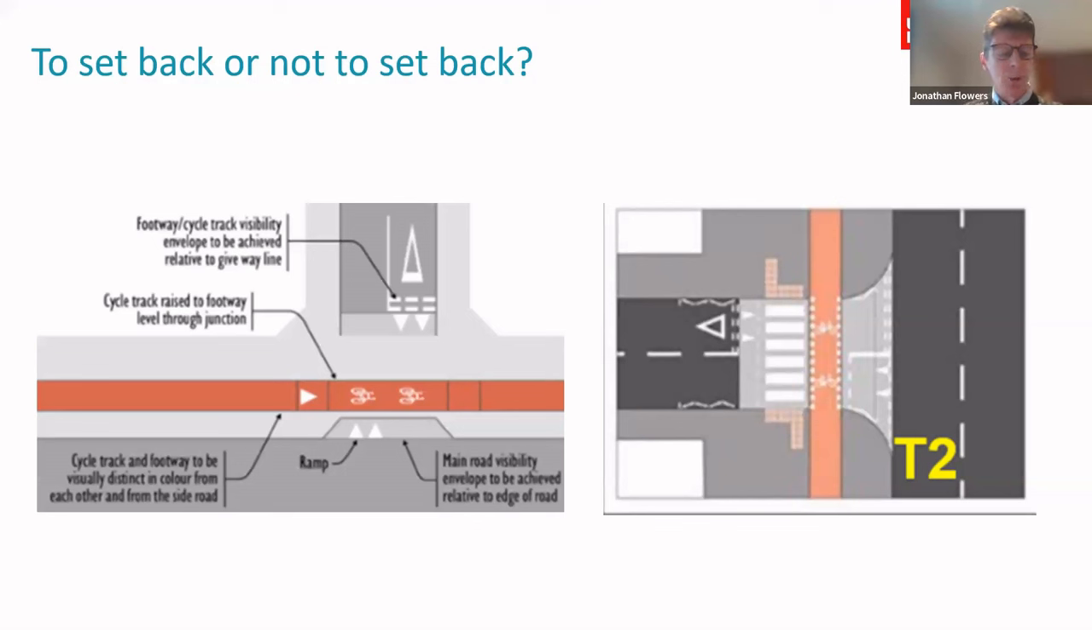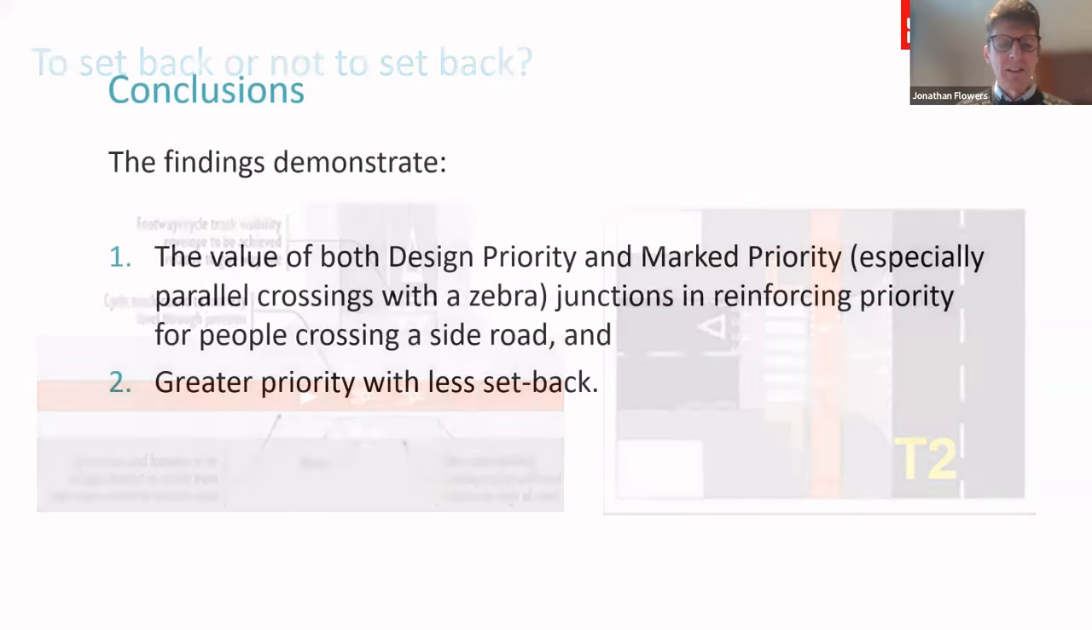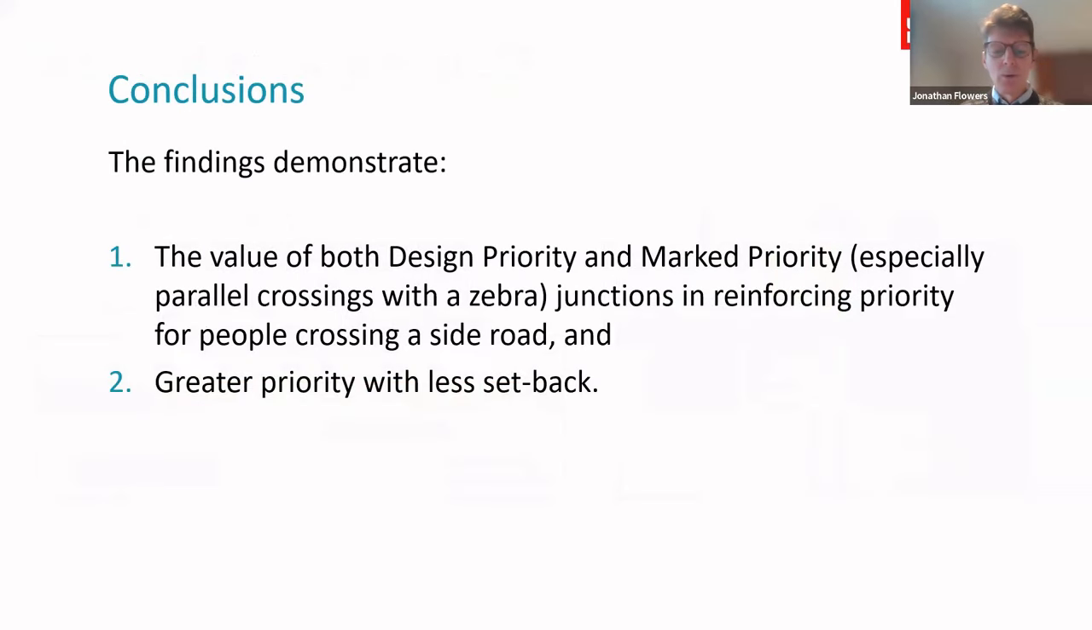We did undertake statistical modelling. I'm not going to go into the details now. If you want to know, you can look at the report. And the statistical modelling suggests that there is no difference in propensity for drivers to force yields based on level of setback. So what do we conclude? On the next slide, you can see that the findings demonstrate the value of both design priority and marked priority junctions, especially parallel crossings with a zebra, in reinforcing priority for people crossing a side road, and greater priority with less setback.